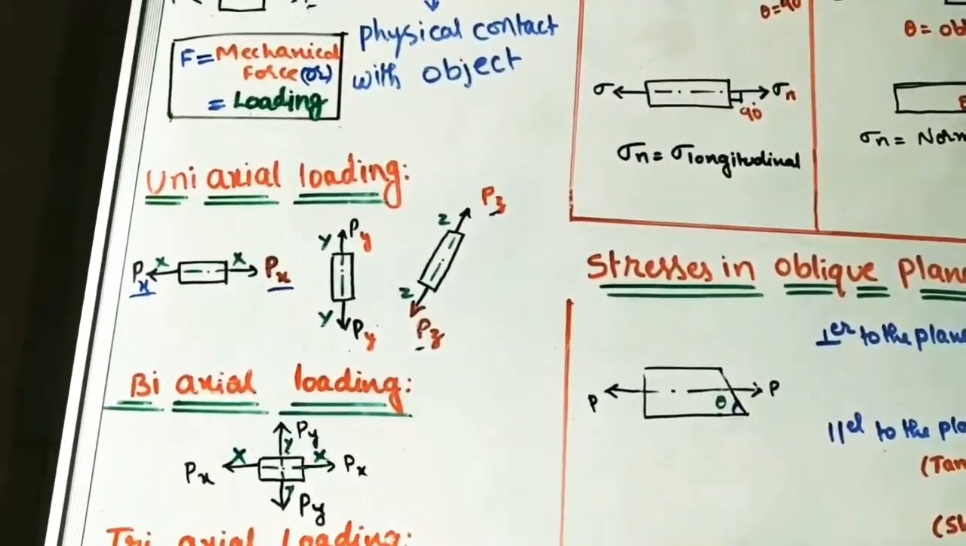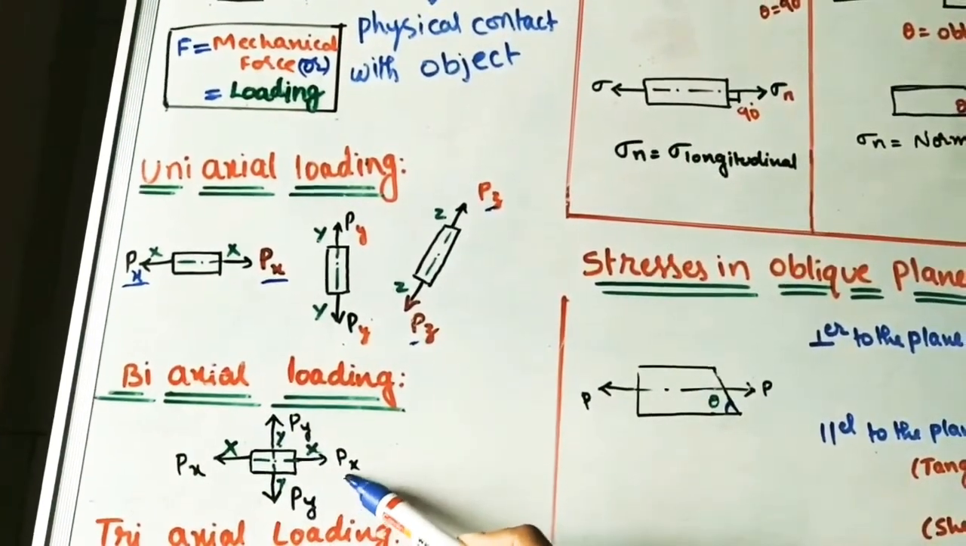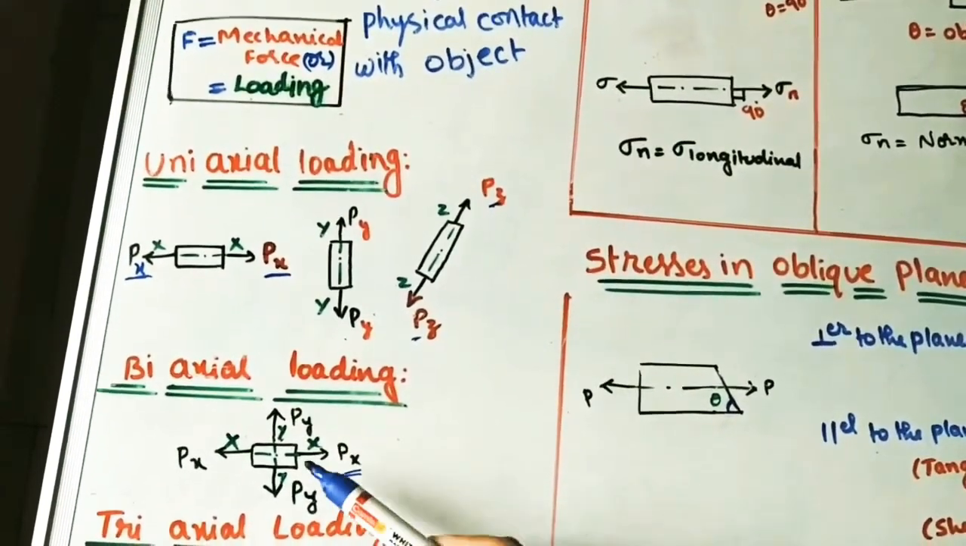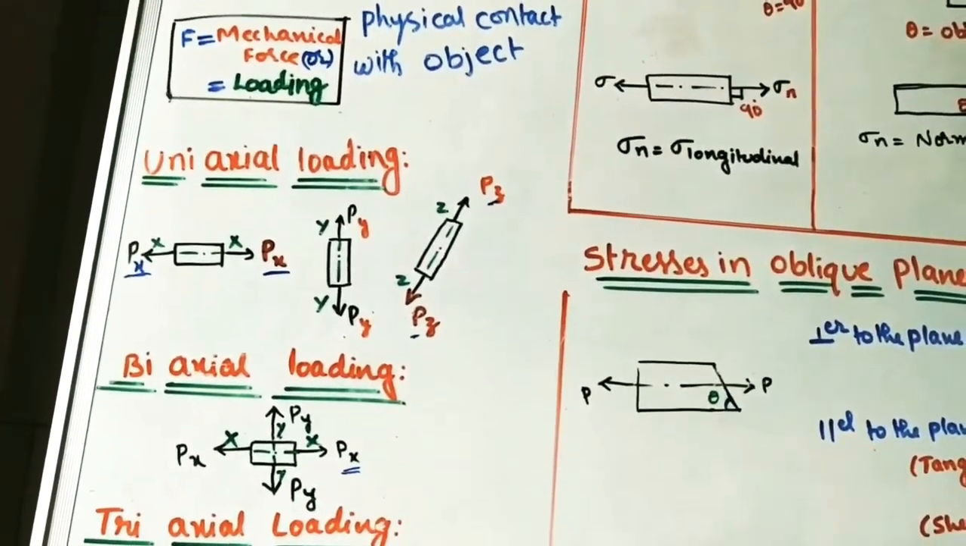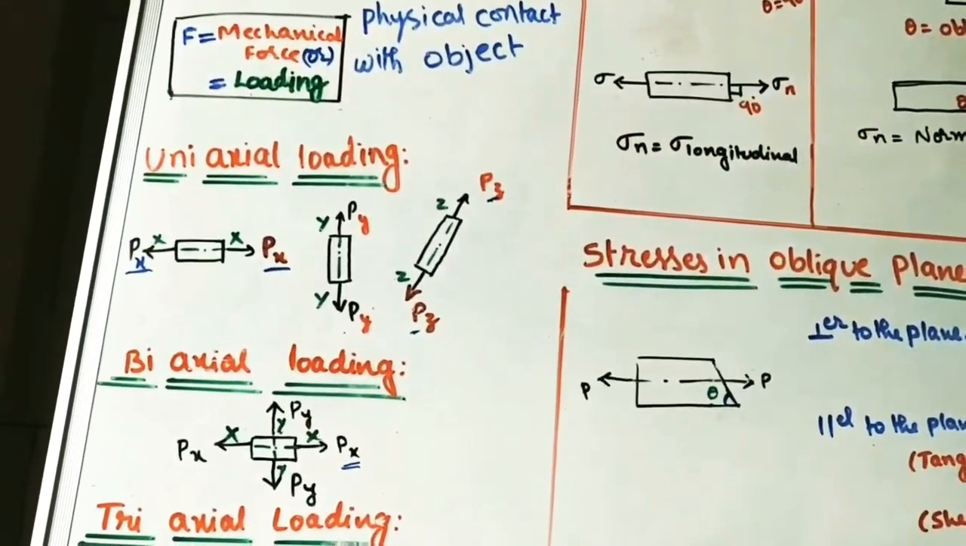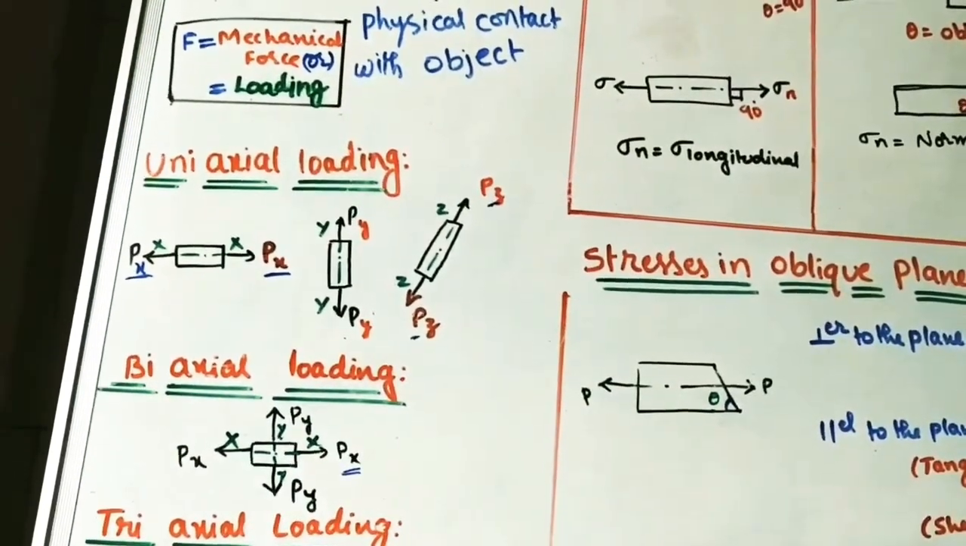In biaxial loading, along two axes, along the x-axis and the y-axis, we apply the forces Px and Py respectively. Here in this example I am taking the x-axis and y-axis. We can also take the x-axis and z-axis, or the y-axis and z-axis. Two axes means we apply the load along two axes.